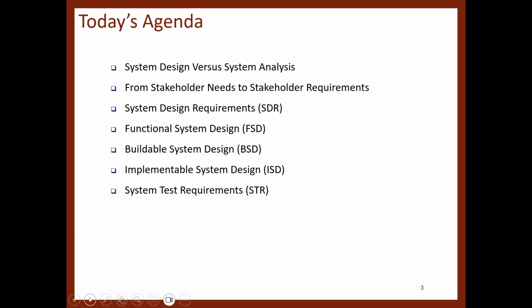So the agenda for today, we're going to look into these 7 items. We're going to start looking at system design versus systems analysis. And then how do we go from stakeholder needs to stakeholder requirements? And then we're going to look into the different types of requirements, starting with the system design requirements, the functional system design, buildable system design, and the type of requirements that are needed for you to transition from a functional system design to a buildable system design, and from a buildable system design to an implementable system design.